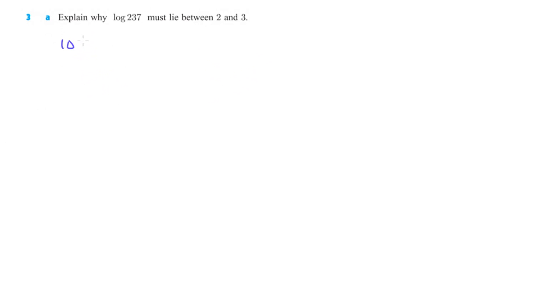Number 3, explain why log 237 must lie between 2 and 3. 10 to the second power equals 100. 10 to the third power equals 1,000. Guess what? 237 fits in between that. That's why it's got to lie between 2 and 3. So it's got to be 2 point something or other.